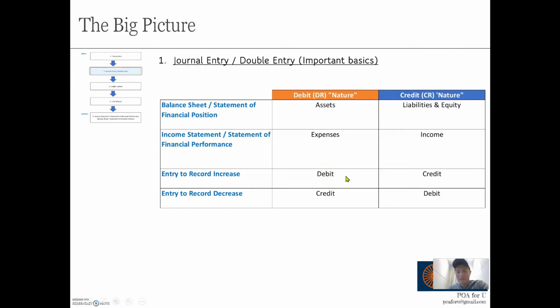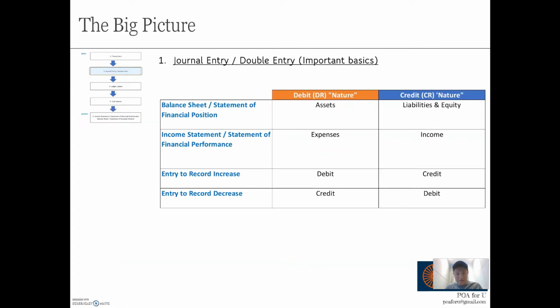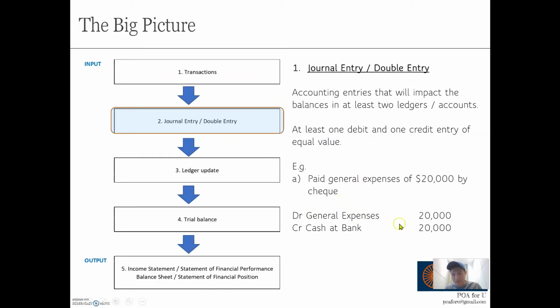So if I've incurred additional expenses and I want to record this increase, then I would have to debit it, right? And similarly, earlier on, I paid this by check, which means when I pay something, my bank balance will go down, because I paid it through my bank. And cash at bank is an asset because that's what you own. And then if you want to record a decrease, you credit it. And that's why we debited general expenses and credited cash at bank.